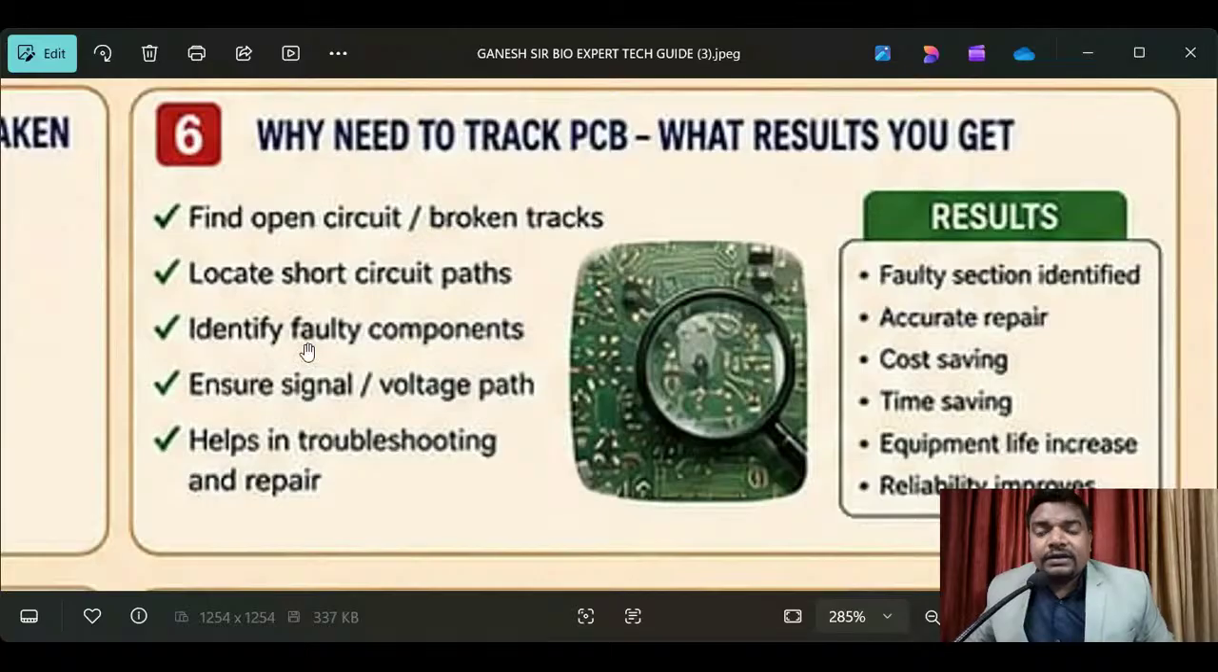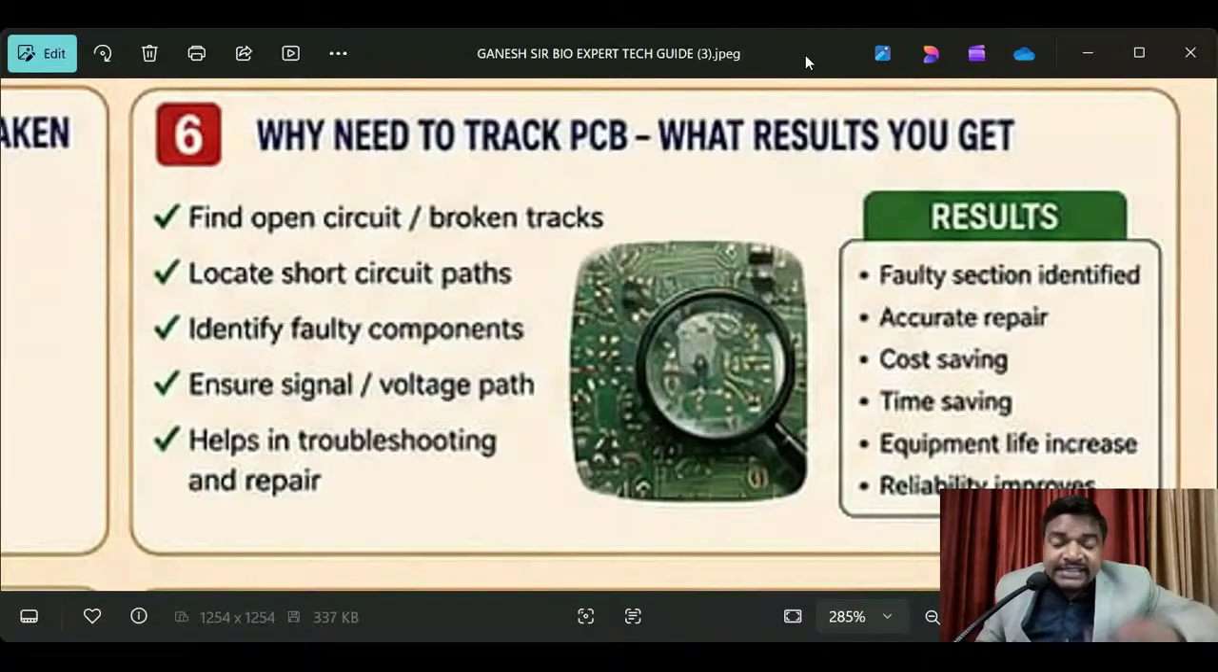These are the points for why we need to trace the PCB. Now see here, the results we will get: faulty section identified, accurate repair, cost saving, time saving, equipment life increase, and reliability improves. These are the things you have to focus on as a biomedical engineer. That's why today I'm giving all this information. I hope you got it clearly right now. Yes.